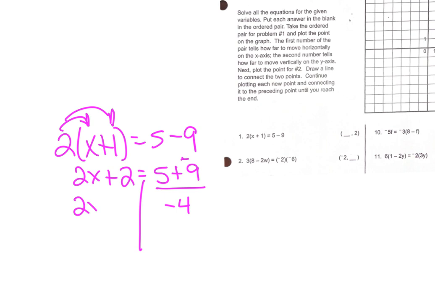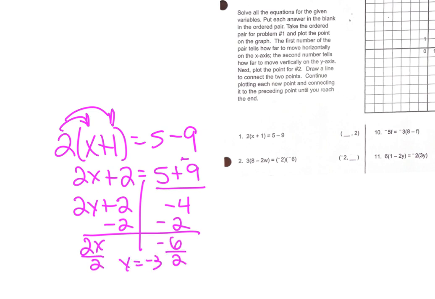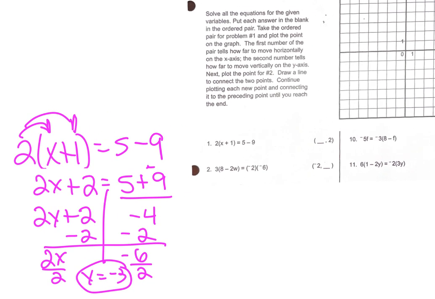I'm going to bring down everything else on the left. We're going to move our plus 2 to the other side. So we're jumping the wall, which means I need to subtract 2. That leaves me 2x and negative 6. We would divide both sides by 2, so x is going to be negative 3. Once we get that, we're going to bring that and put it over here in the ordered pair for question number 1. Feel free to pause the video at any time.